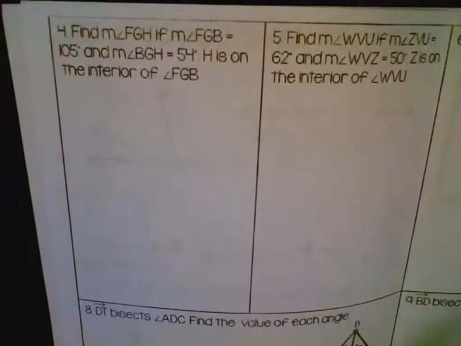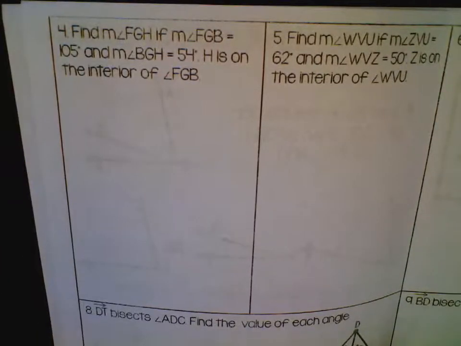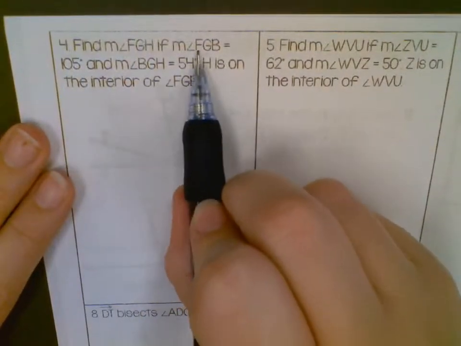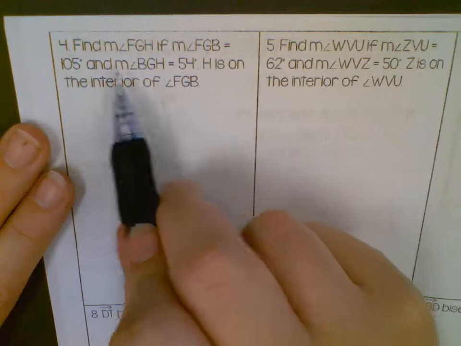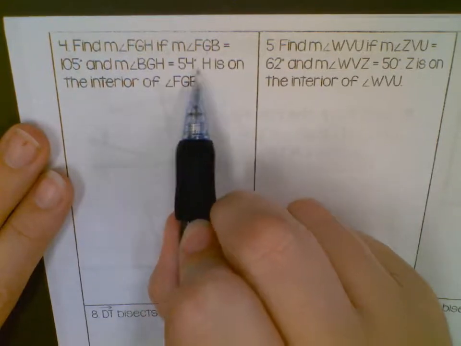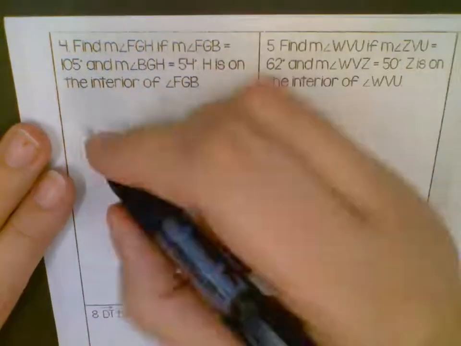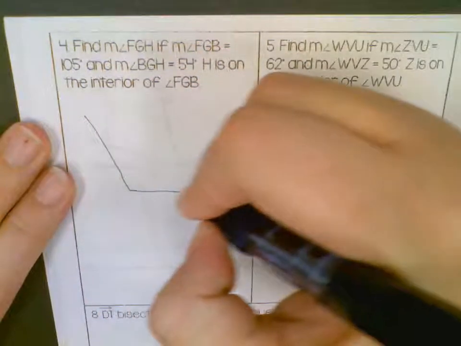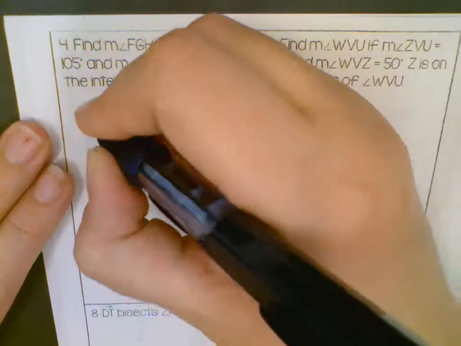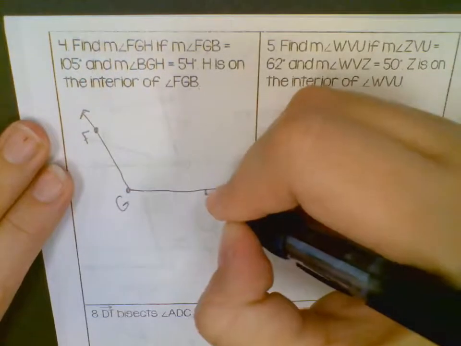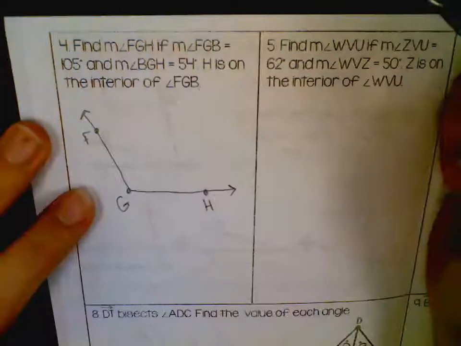Okay, so for question number 4, they give us some information and we're going to draw a picture. It says find those measures if the measure of FGB is 105 and the measure of BGH is 54. H is on the interior of FGB. Okay, so if we draw FGB, it doesn't matter how big you make it, you just got to make sure you put the letters in the right order.